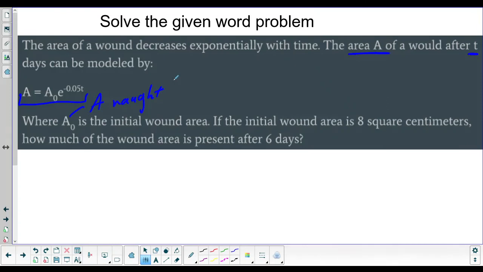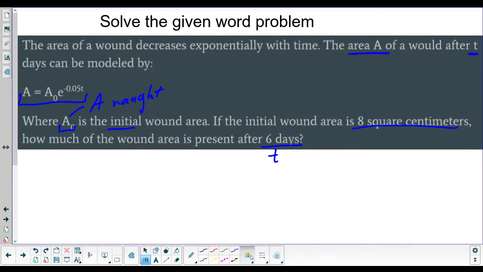Not naughty, like a puppy, right? Not, as in like the European word for none, 0, right? Where A naught is the initial wound area. So this is how big it is at the start, initial. If the initial wound area is 8 square centimeters, how much of the wound would be present after 6 days?